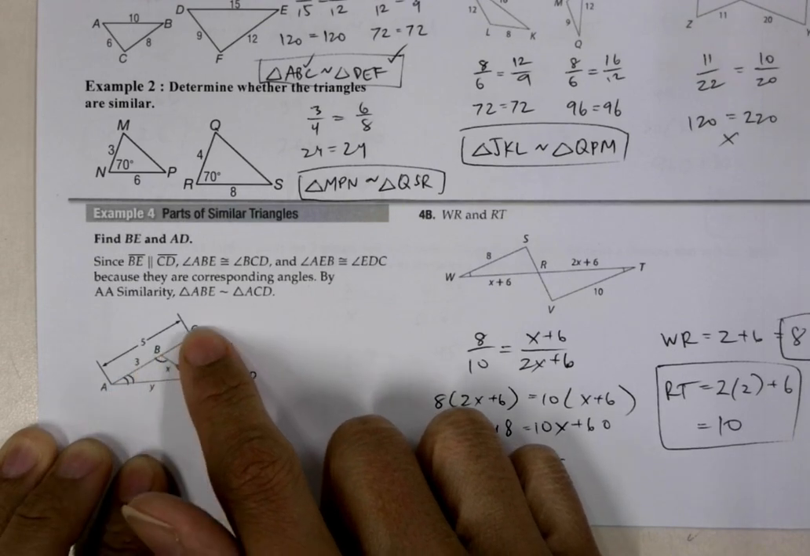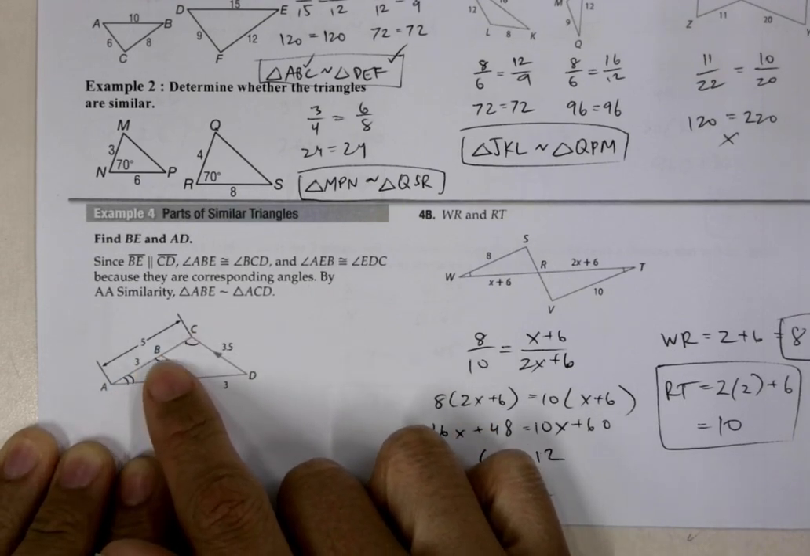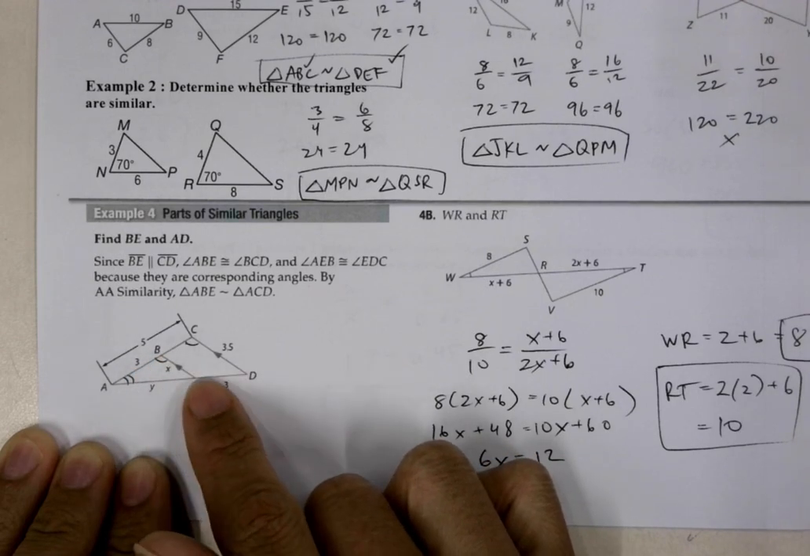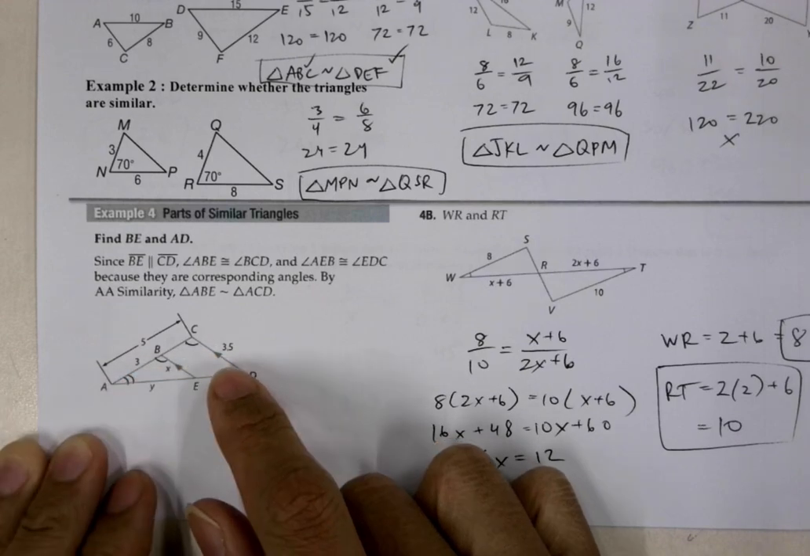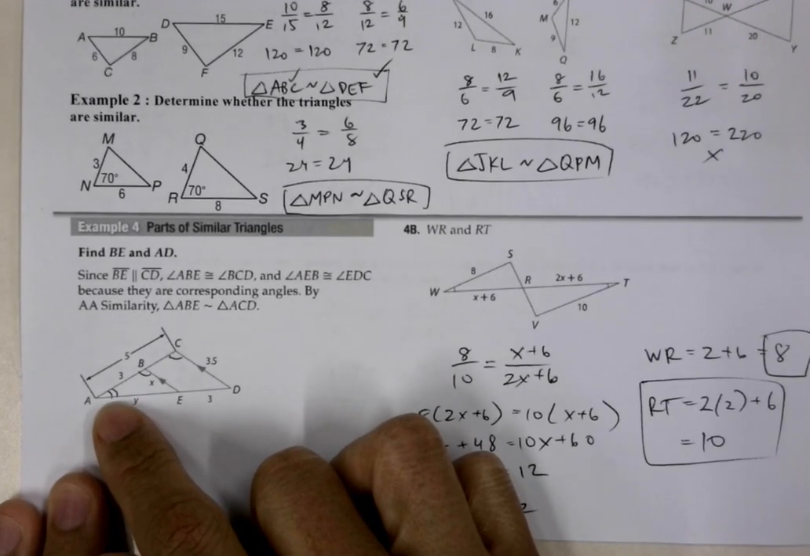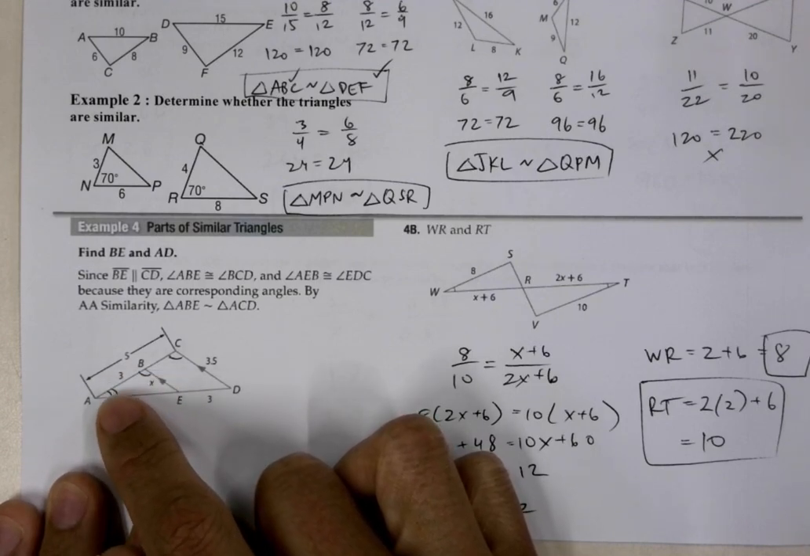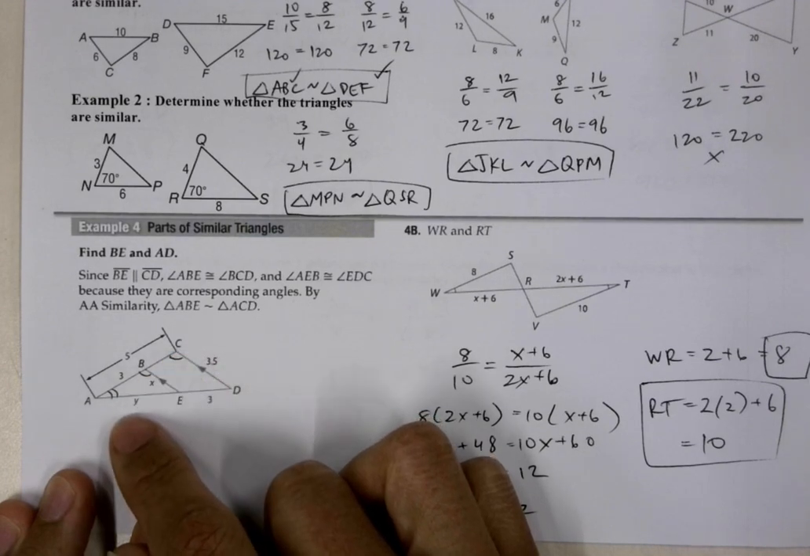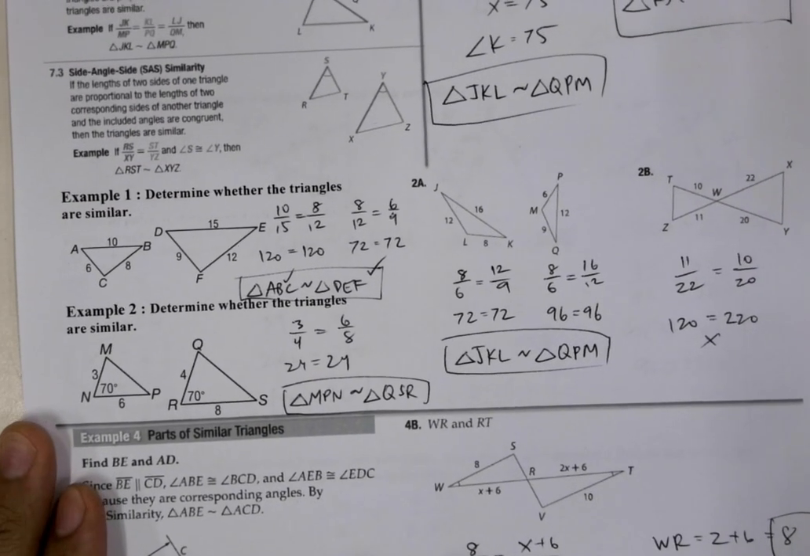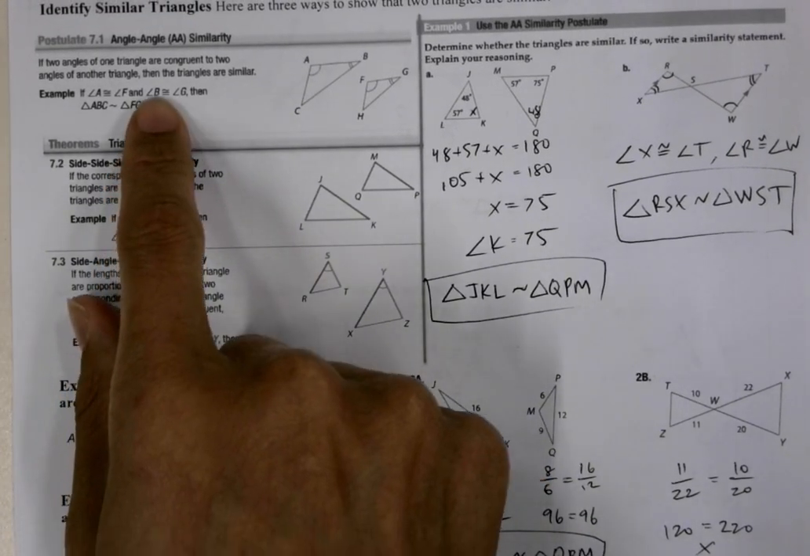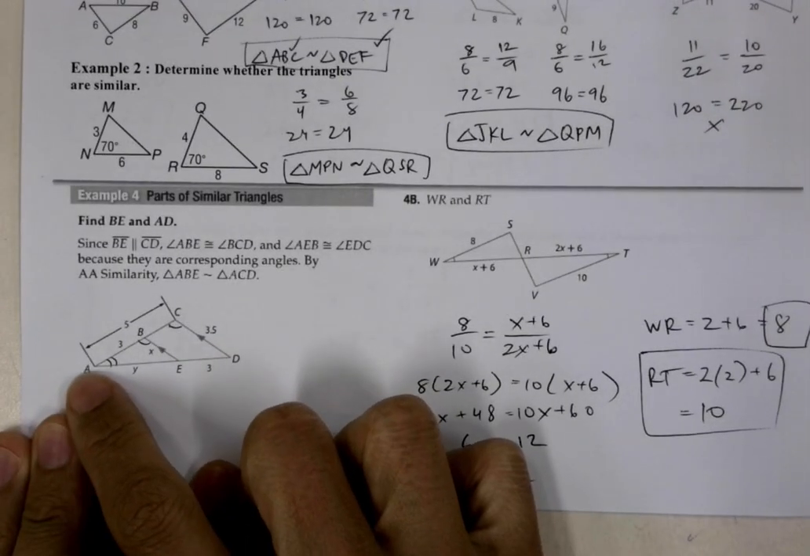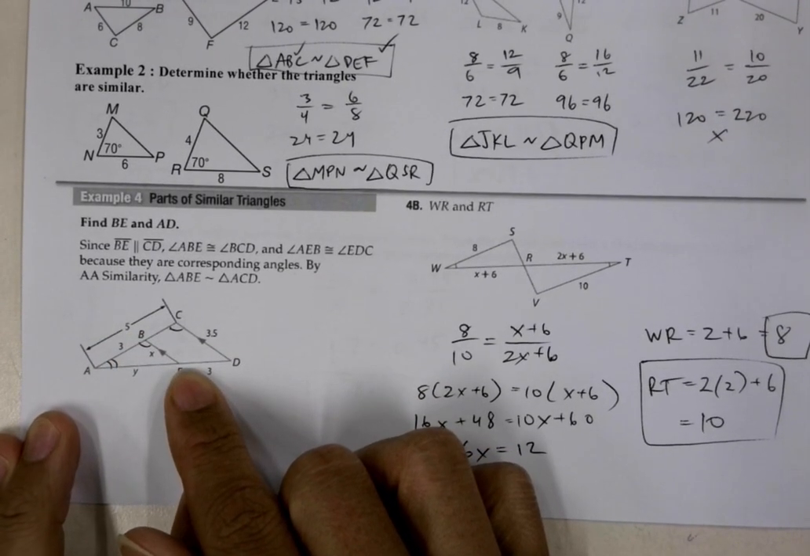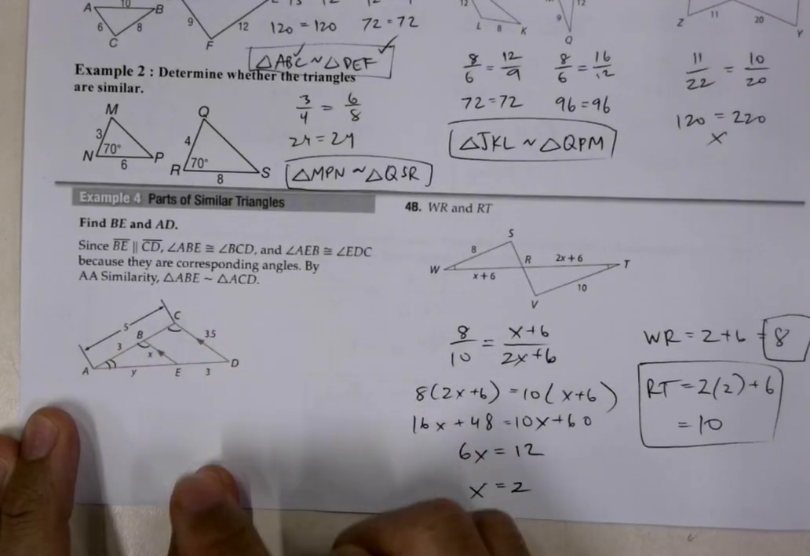We have this transversal here cutting through it, which means that this angle ABE and ACD, these two angles here, are congruent because they're corresponding angles. And this angle A is congruent to itself, right? So we have two angles. We have two angles congruent. So then we could say that the two triangles are similar. Triangle ABE is similar to triangle ACD.